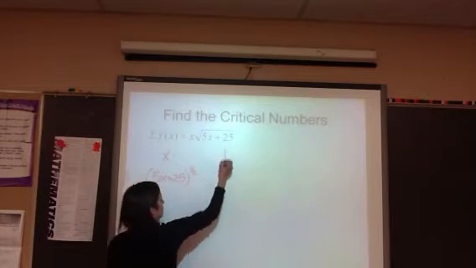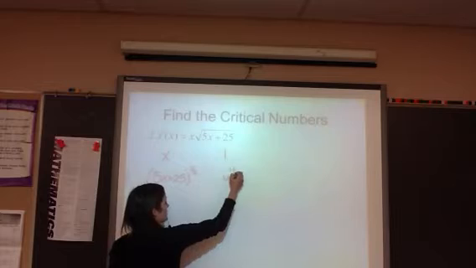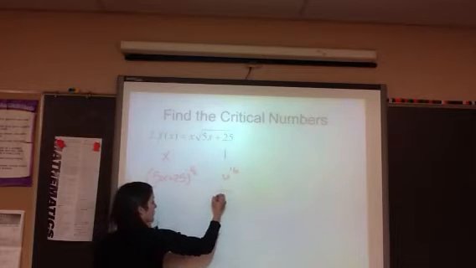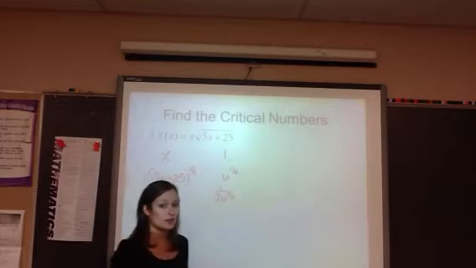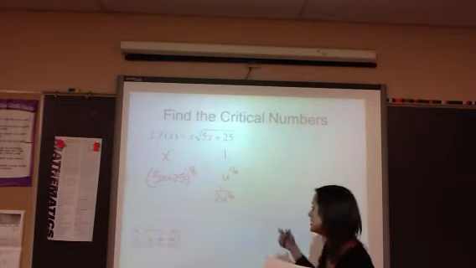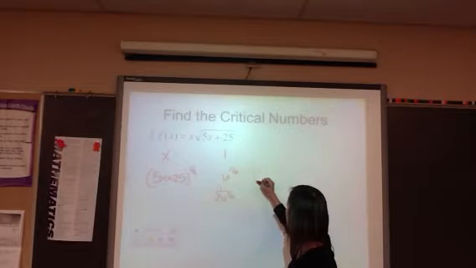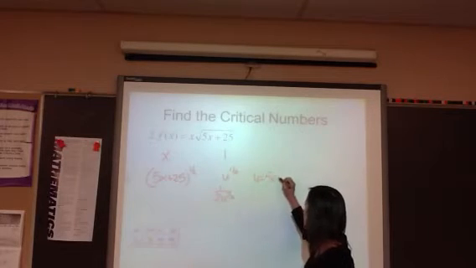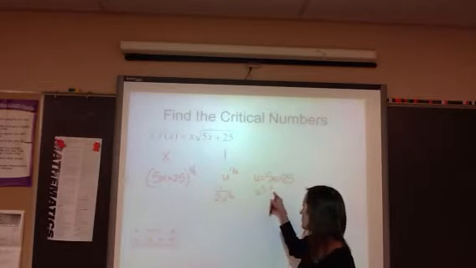Derivative of x is 1. Derivative here, I have to use chain rule. So I have u to the half, which is 1 over 2u to the half. 1/2 u to the negative half simplifies to that. So, derivative of u, we have 5x plus 25. Derivative of that is 5. So I'm going to multiply these.